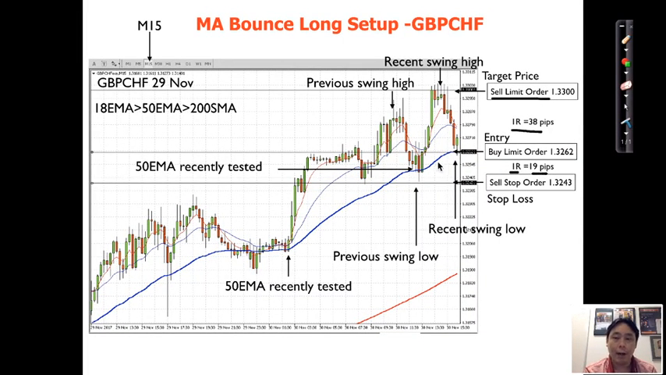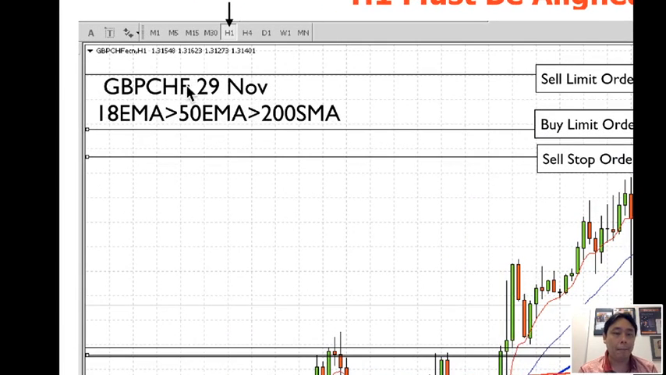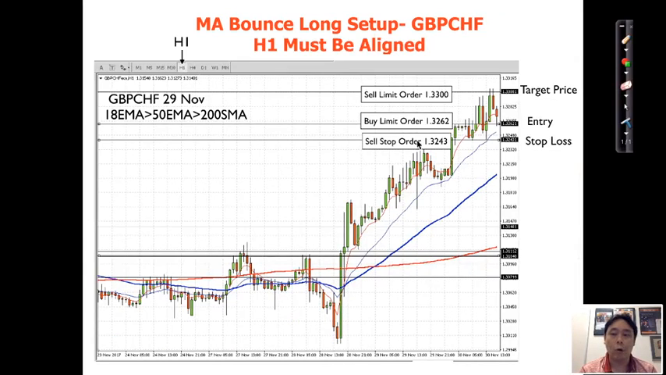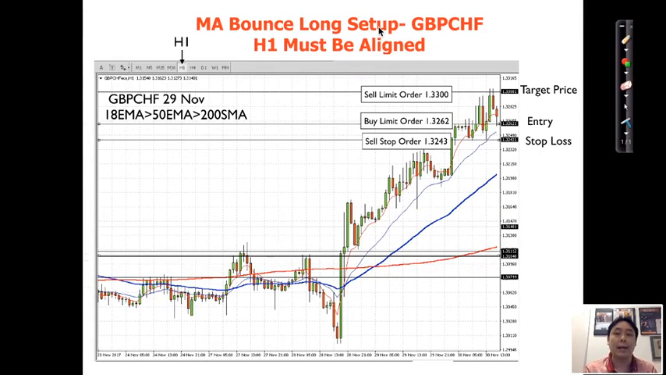Now, remember, before I actually buy, I have to check my hourly candles, one time frame higher. So from 15-minute candles, I click on H1, hourly candles. Again, I'm looking at the same pair on the same date at the same time, but on the hourly candle. What do I want to see? I want to see that the moving averages are also aligned. In other words, the 18 above the 50, above the 200. As you can see, this is the 18 EMA above the 50, above the 200. So H1 is aligned as well.